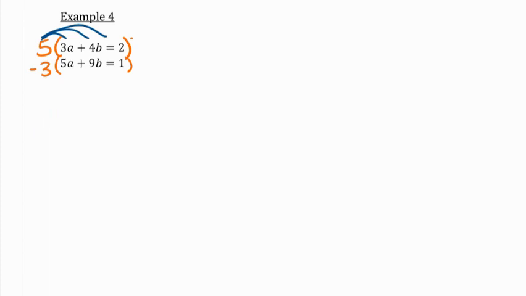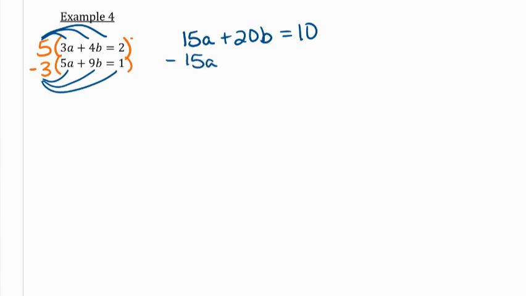5 times 4B gives us 20B. And then 5 times 2 is 10. Okay, then on the bottom, I do negative 3 times all of these. So negative 3 times 5A is negative 15A. Negative 3 times 9B is negative 27B. And negative 3 times 1 is negative 3.